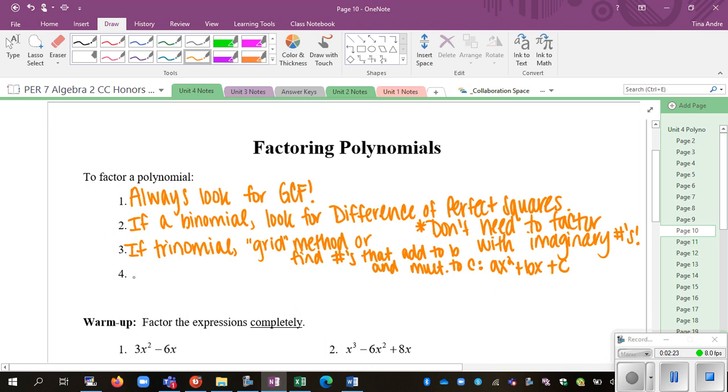Then the last one here, if we have 4 terms, you're going to use factor by grouping. So that's where you split it in half, and then you factor out a GCF out of each part, and then you factor out the whole binomial from there. And then lastly, just a reminder to always factor completely. So if you end up with a binomial that is a difference of perfect squares after you do factor by grouping, well, then you would want to continue factoring. So factor completely.